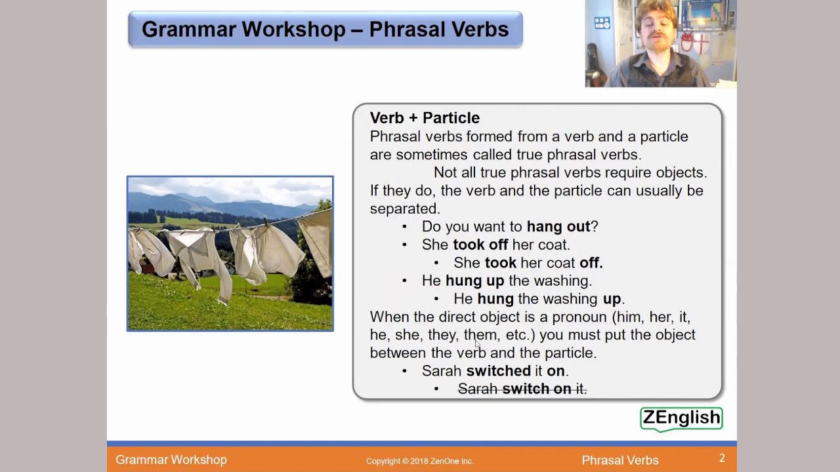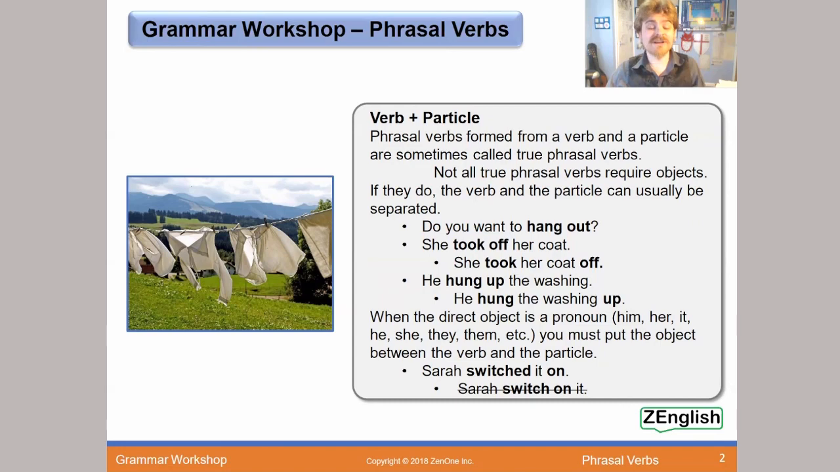So not all of these true phrasal verbs require objects. If they do, the verb and the particle can usually be separated and the object put between them. And this is very common. So, do you want to hang out? She took off her coat. But we could also say she took her coat off. And this is really common. He hung up the washing. He hung the washing up.